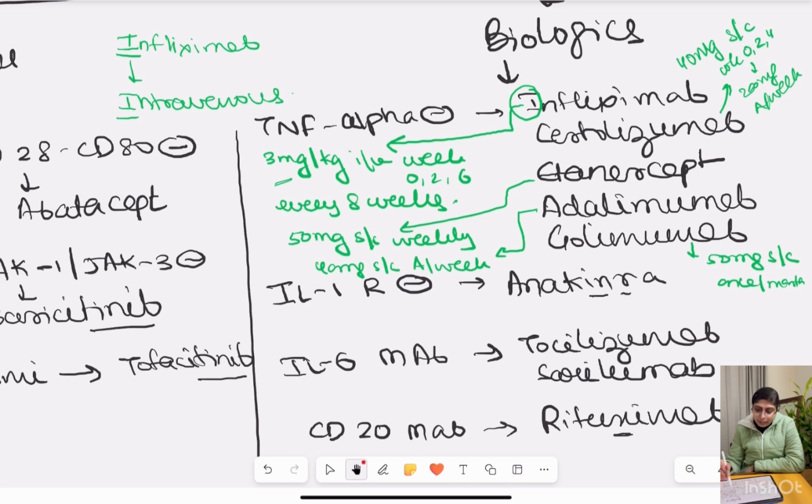Then etanercept is 50 milligram weekly. Adalimumab is 40 milligram subcutaneous alternate week, that means once in a fortnight. And then golimumab is 50 milligram subcutaneous once in a month. So once in a week, once in a fortnight, and then once in a month. 50, 40, 50. Very easy to remember. If you make up a chart in your mind, you will remember the doses. You just have to remember one thing, and that one thing can be any one thing. You can make your own mnemonics.